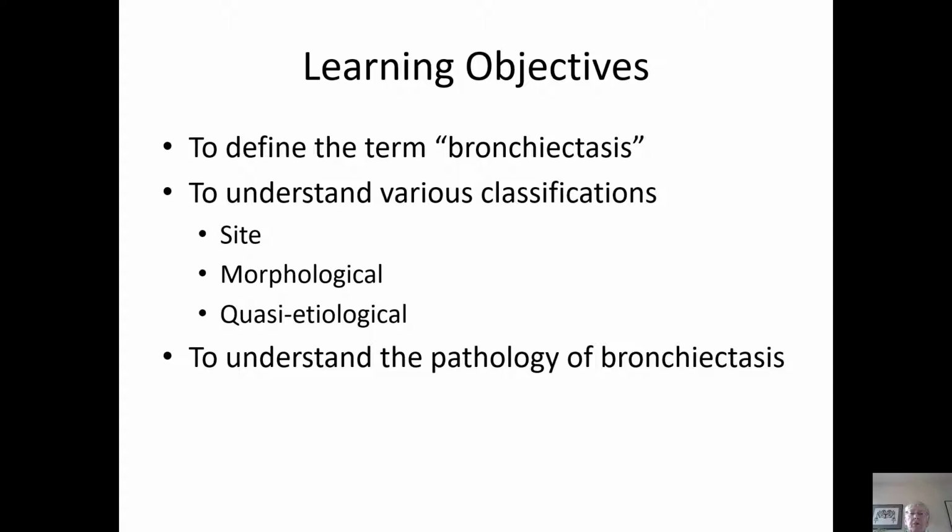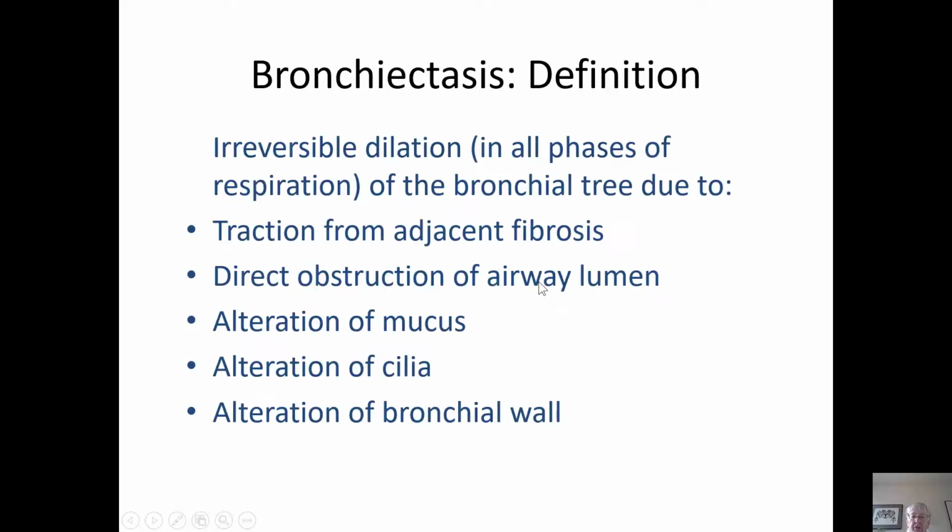Our learning objectives are firstly to define the term bronchiectasis, understand the various possible classifications, site, morphological, quasi-etiological, and finally to understand the pathology of bronchiectasis.